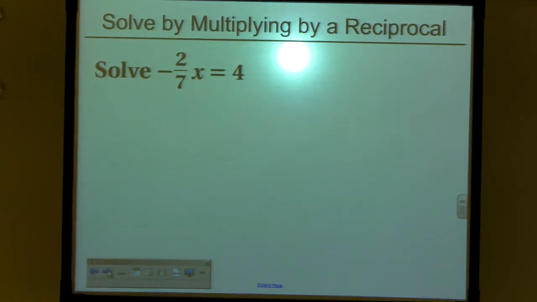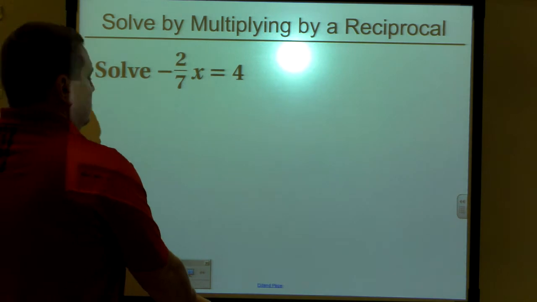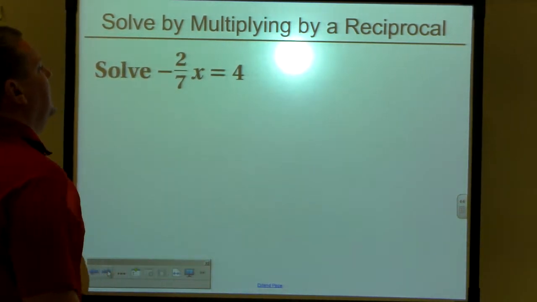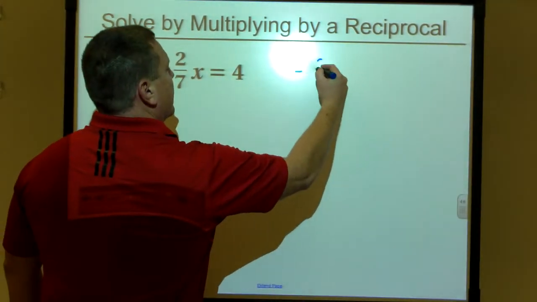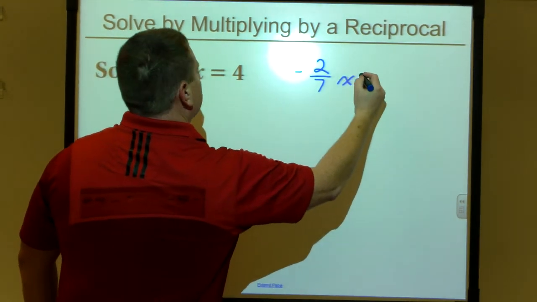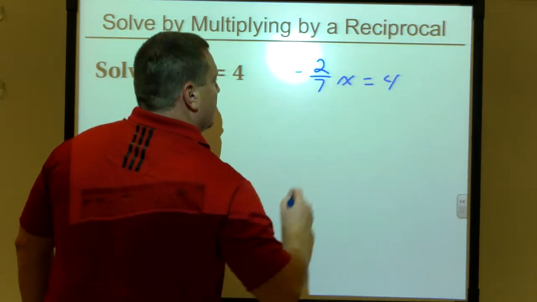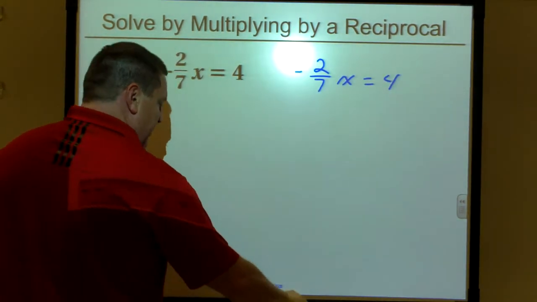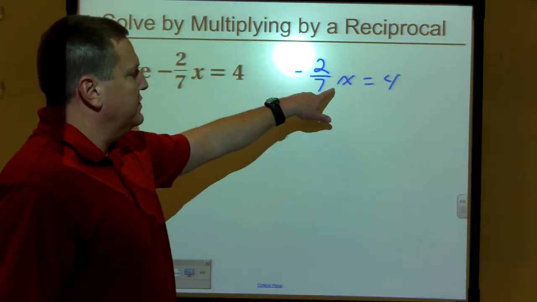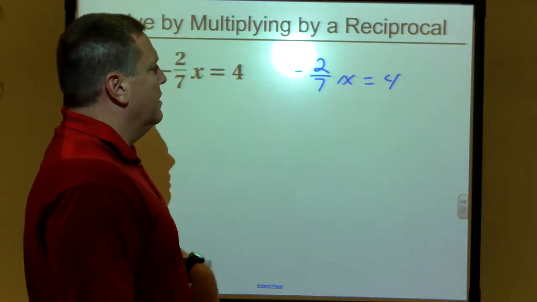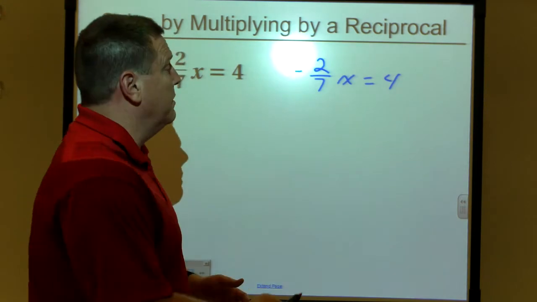Next example here is going to be solved by multiplying by the reciprocal. Okay, so I'm going to have to rewrite this over here again, give myself some room. Now, since our coefficient here of x is a fraction, we don't divide by fractions, we actually multiply by reciprocals.